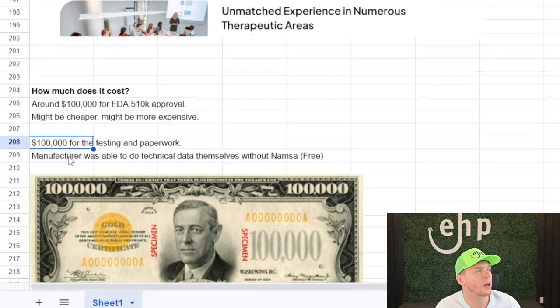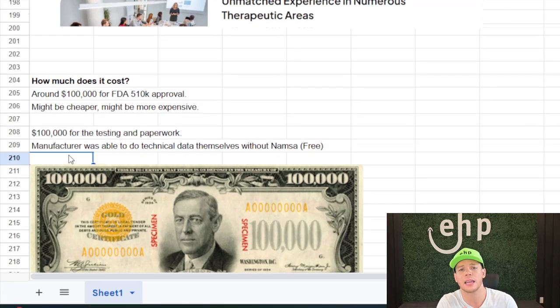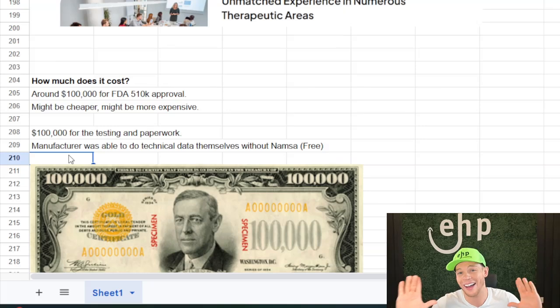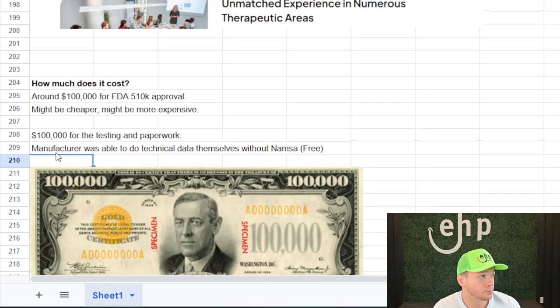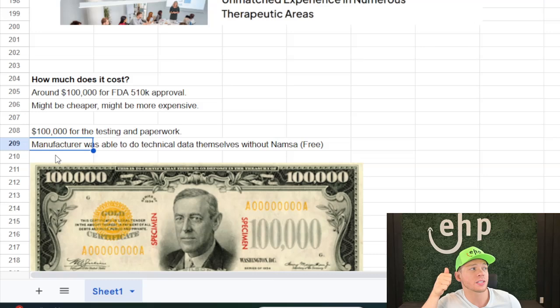Now, $100,000 is for the testing and the paperwork because they need an actual gynecologist to come in, and they need patients. They need a test group. It's very serious. You have to do them all by the standard of the book. And they're also going to ask for technical data.